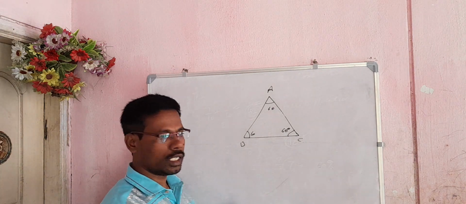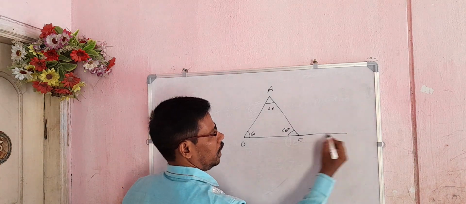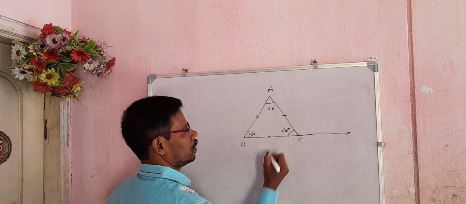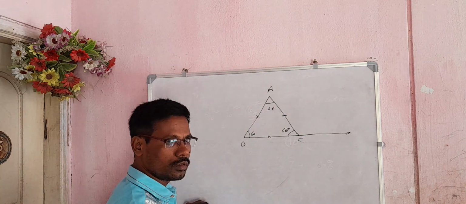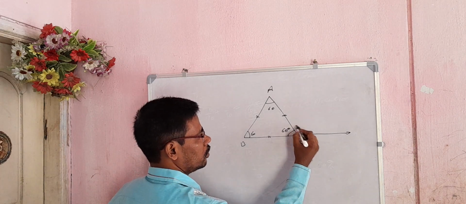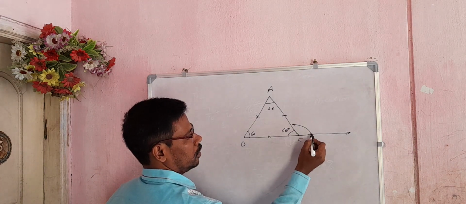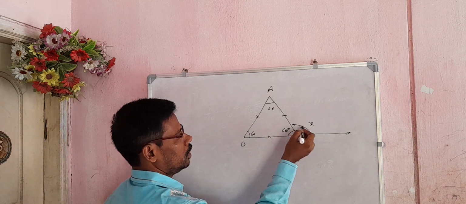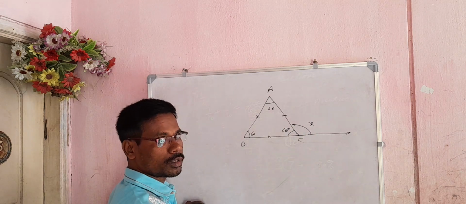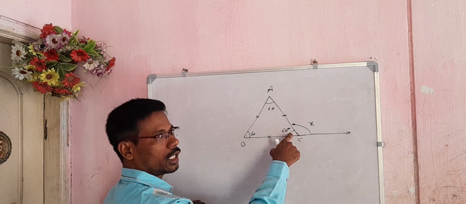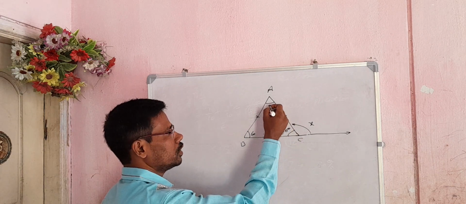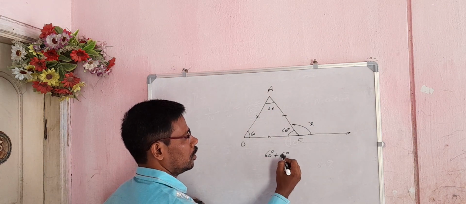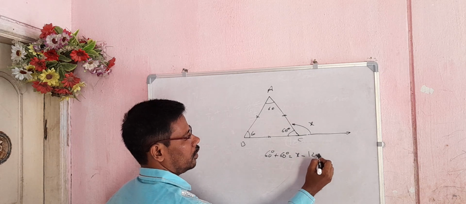Now, if one side of a triangle is produced, like this, I am just taking one example. If one side of a triangle is produced, the exterior angle formed is equal to the sum of the two interior opposite angles. Exterior angle, let me write it as x, is equal to the sum of the two interior opposite angles. This is the adjacent angle. Which are the interior opposite angles? That is 60 plus 60. So x is equal to 120.